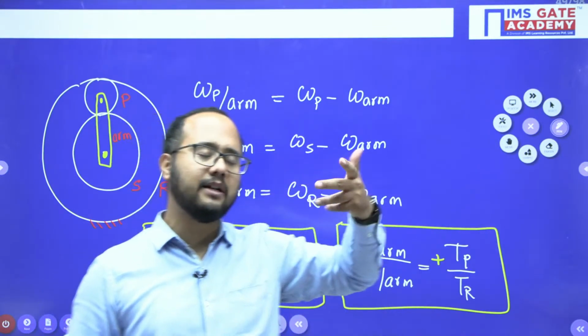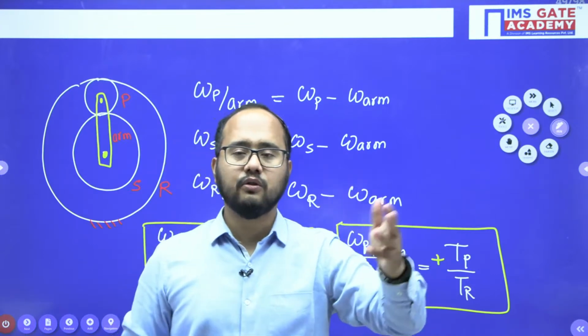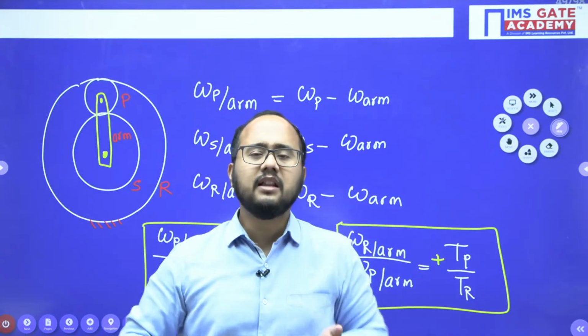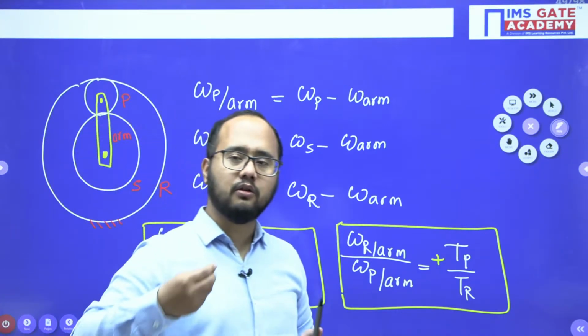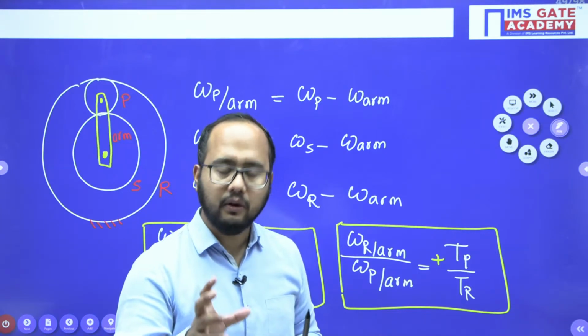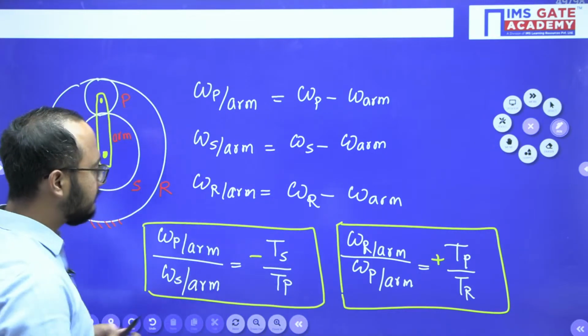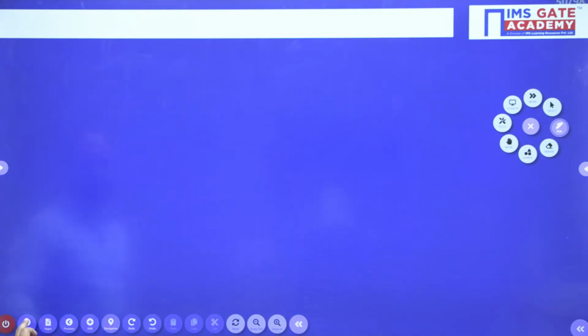Let's suppose you have attempted all 65 and out of 65, 50% questions you have done wrong. Then there will not be any use here. You have to increase the number of questions also, as well as solve the questions correctly. You have to increase the efficiency also. Okay. Now I hope the concept is clear regarding the epicyclic gear train.